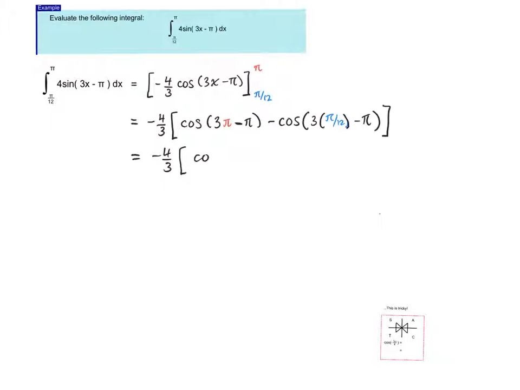The first bit's easy, of course. 3 pi minus pi is just 2 pi. This next bit's a little bit more difficult because we have to work out what 3 pi over 12 take away pi is. So by all means, if you're working on something like that, do a little bit of working at the side. 3 pi over 12, of course, is just 1/4 pi. We're taking away pi from that, so that gives us minus 3/4 pi. So that's what we need to evaluate.